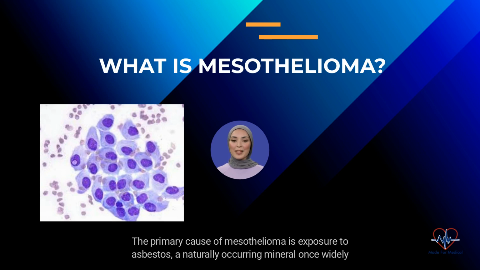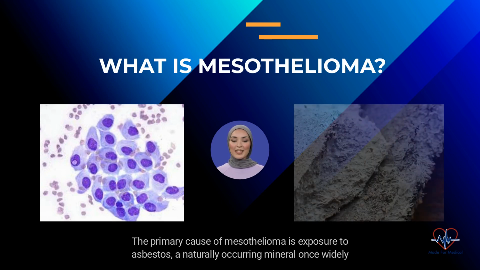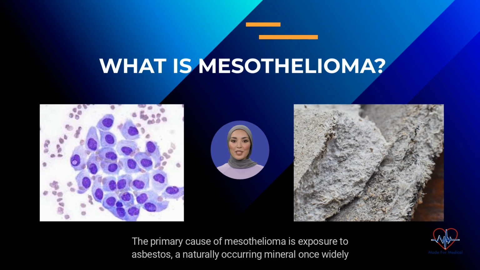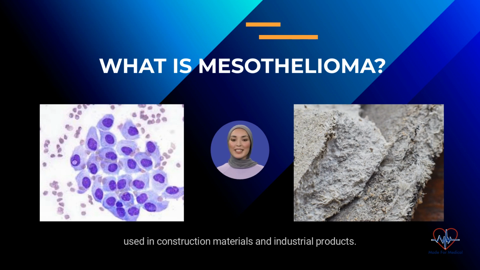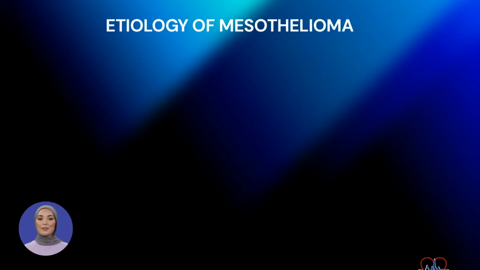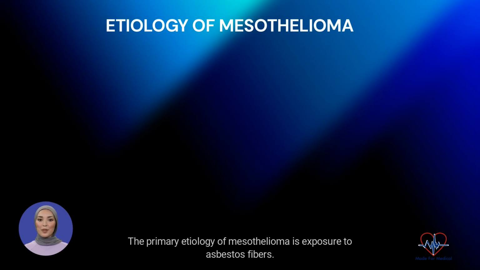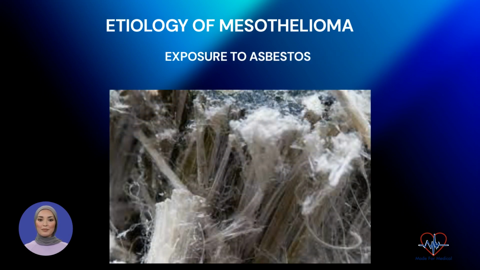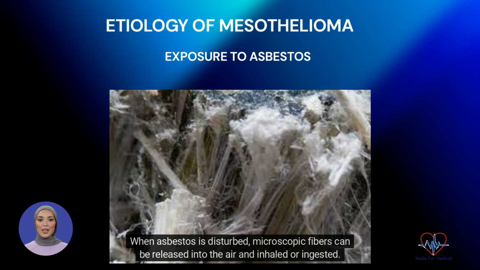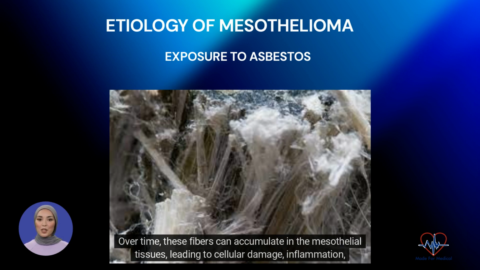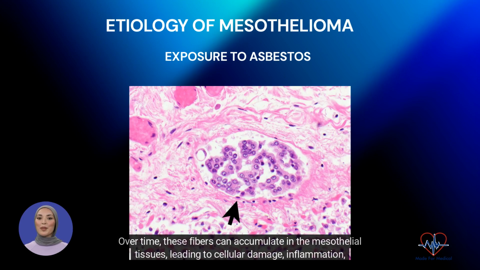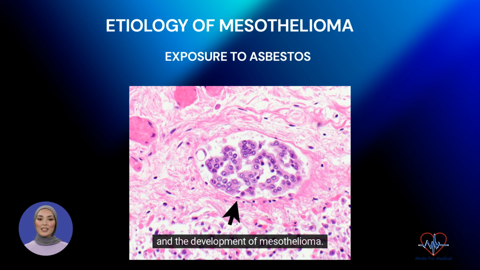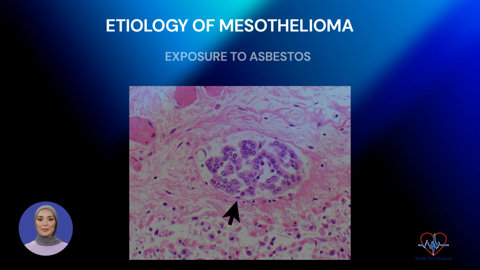The primary cause of mesothelioma is exposure to asbestos, a naturally occurring mineral once widely used in construction materials and industrial products. The primary etiology of mesothelioma is exposure to asbestos fibers. When asbestos is disturbed, microscopic fibers can be released into the air and inhaled or ingested. Over time, these fibers can accumulate in the mesothelial tissues, leading to cellular damage, inflammation, and the development of mesothelioma.